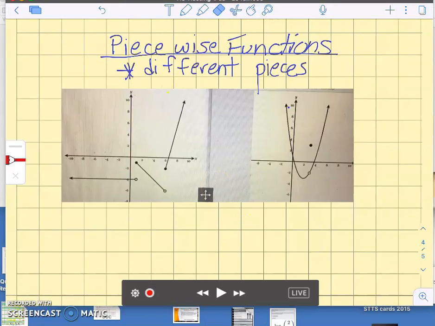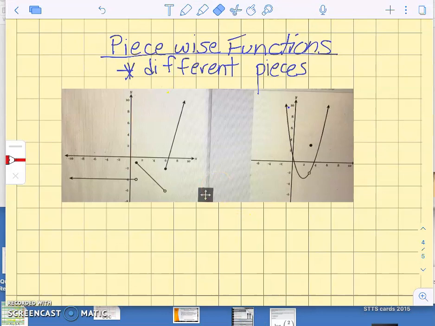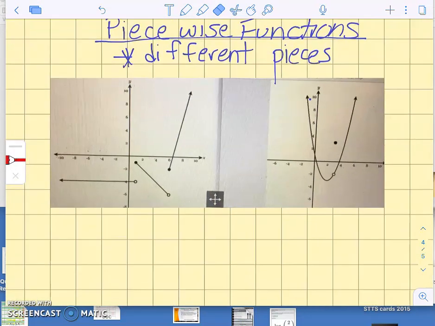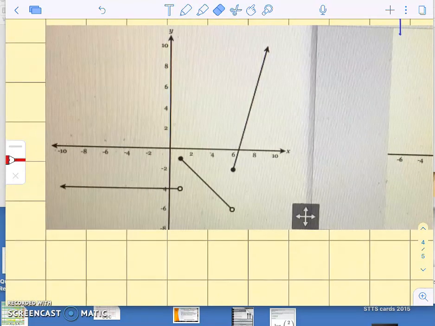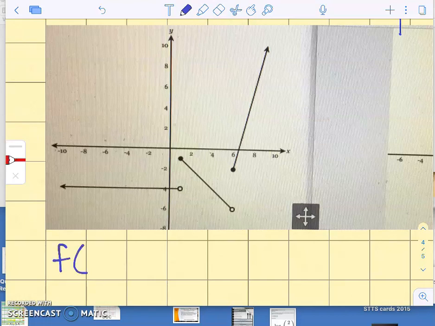So what we're going to take a look at is how to evaluate these. As you can see on this first graph, I'm going to make it a little bit bigger. We have three different pieces, and they're all linear pieces. So for example, if I were to say, what is f of 4? We would go to this graph. Here's 4. We would go down. Where does it hit this graph? Well, f of 4 equals -4.